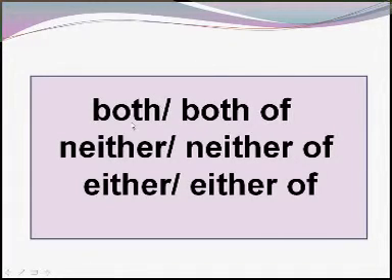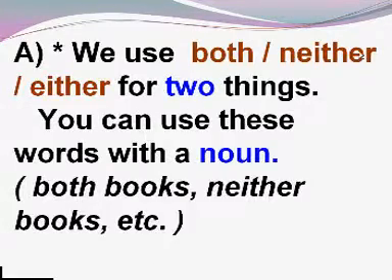We have something else here which is both, both of, neither, neither of, either, and either of. We use both, neither, either for two things. This is very important. Remember, these words are used when we have two things. You can use these words with a noun. For example, I could say both books, neither book, etc.